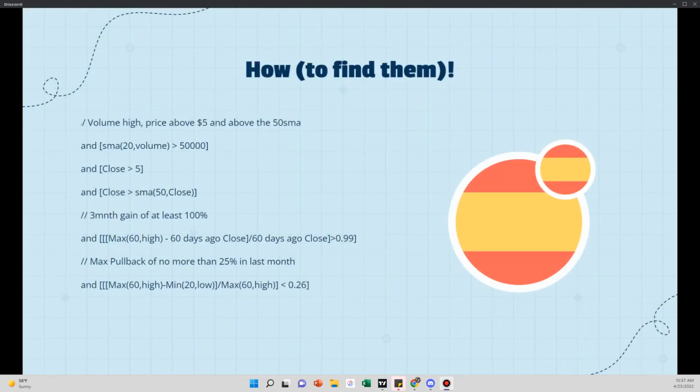So how do we find them? This is a StockCharts scan that I use. Everyone will have their own scanning engine. Essentially, we look for a 3-month gain, so a maximum high of 60 days ago divided by the close, times 0.99, and that essentially gives us that 99% plus. Anything that's moved up with that, bring that into play, and then a 25% pullback.